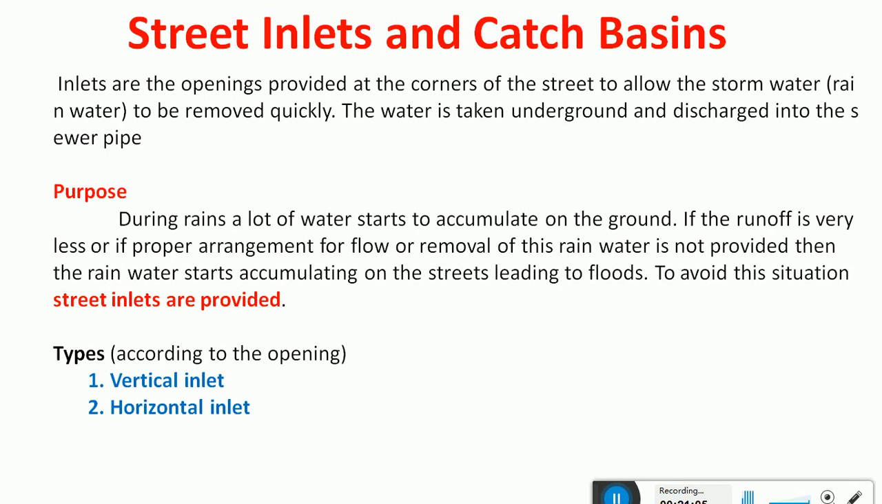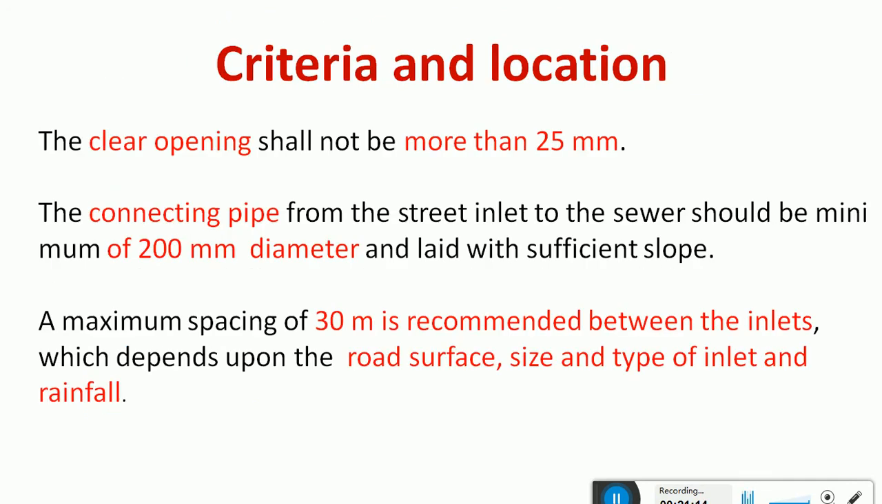In those cases we provide street inlets. They are further classified based on their opening into vertical inlet and horizontal inlet. The clear opening should not be more than 25 mm. The connecting pipe from the street inlet to the sewer should be a minimum of 200 mm diameter, laid with sufficient slope. A maximum of 30 meter is recommended between inlets, which depends on the road surface, size and type of inlet, and rainfall. Based on the average yearly rainfall, the spacing is decided. Usually 30 meter of spacing is recommended from one street inlet to another.